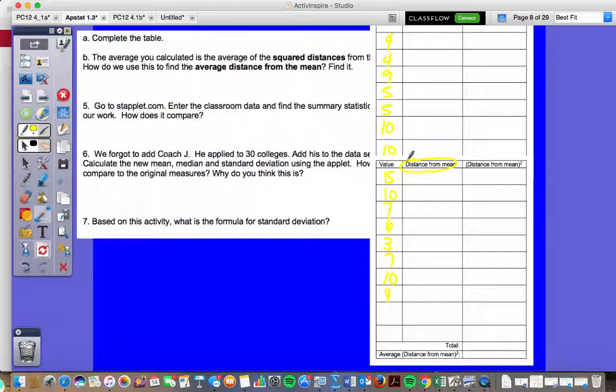One more ticket. Thanks. I didn't mean to embarrass you. I hope that's okay. All right.